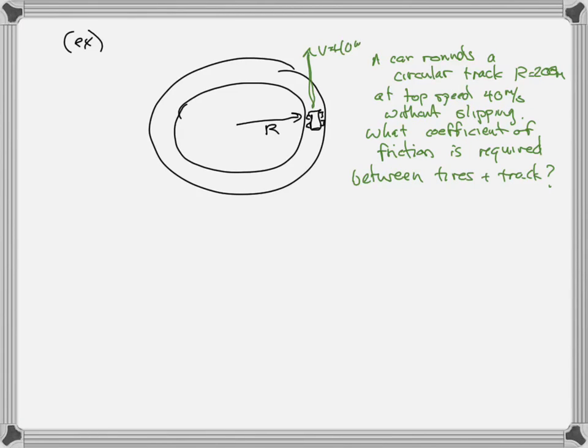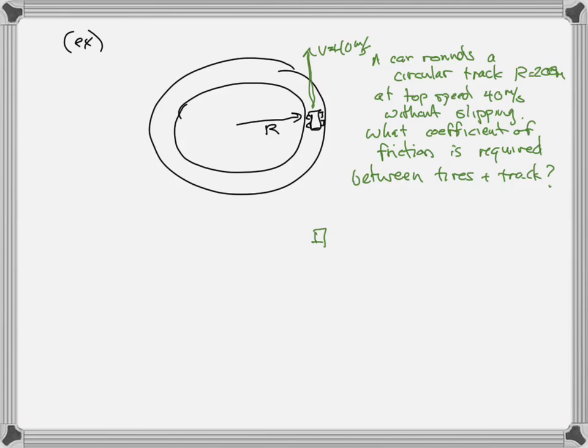Top speed before it slips. It'll slip if it goes any faster. What coefficient of friction is required between the tires and track? What's the minimum coefficient of friction required? All right, so how do we do it? Same way we did the others. Draw a free body diagram.